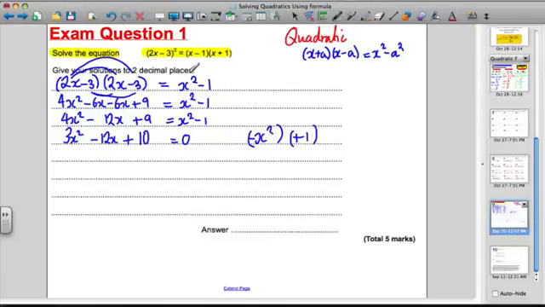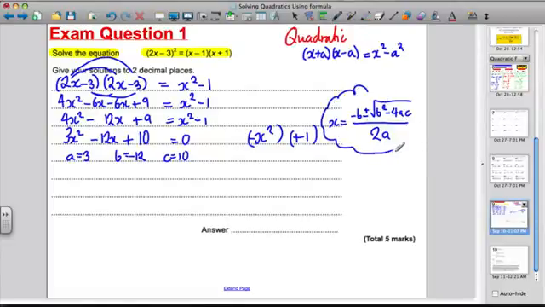You want answers to 2dp, so you're thinking use the formula. How do we use our formula? A equals 3, B equals minus 12, C equals 10. That's our A, B and our C. Let's even write down the formula for ourselves in case we forgot. The quadratic formula is negative b plus or minus the square root of b squared minus 4ac all over 2a. So that is our quadratic formula in case we've forgotten. So this is what we're going to be using. Okay, let's have a go.